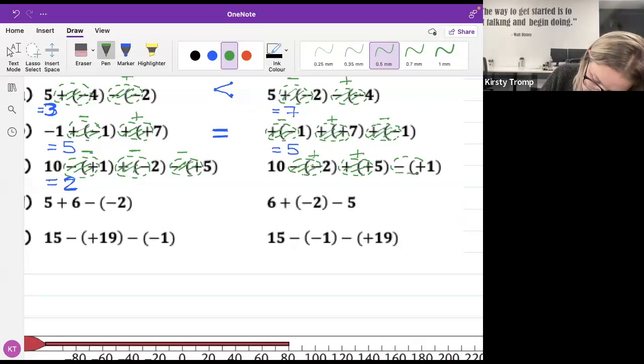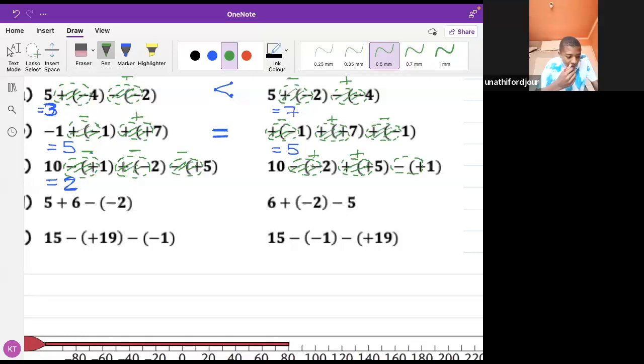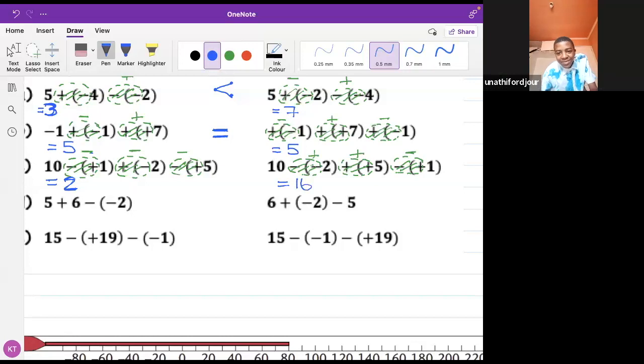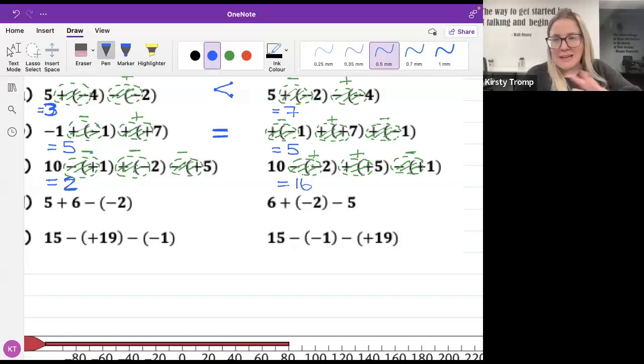And my last one, a negative and a positive. What does that give me? A negative. Very good. Well done. So I've got 10 plus 2 is 12, and 12 plus 5 is 17, and 17 minus 1, do you agree with me that we get 16? Yes, ma'am.